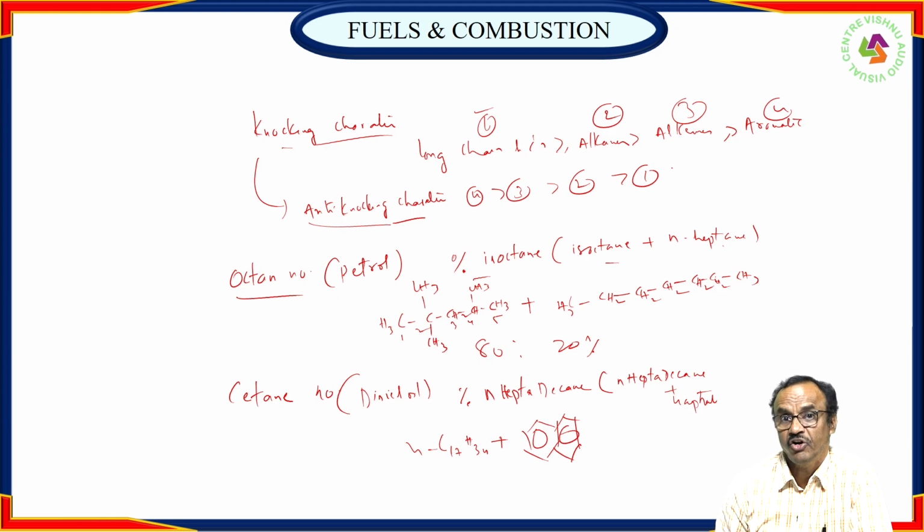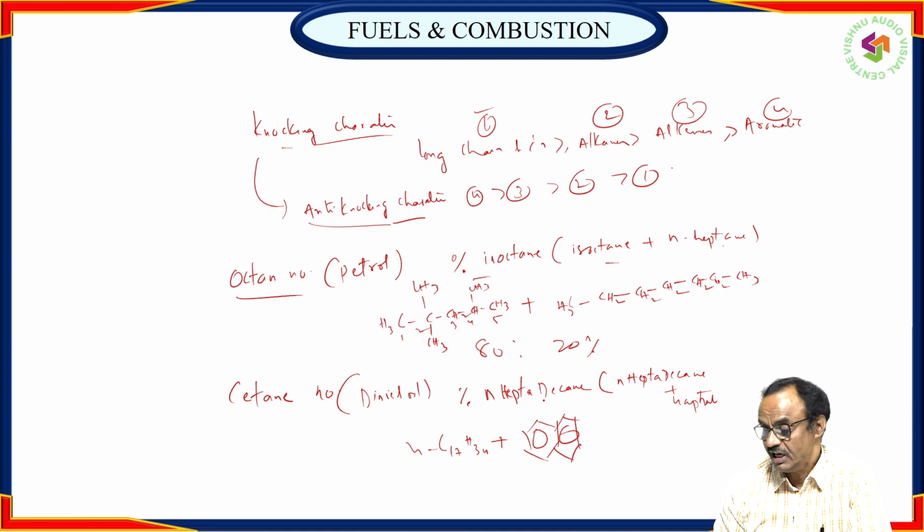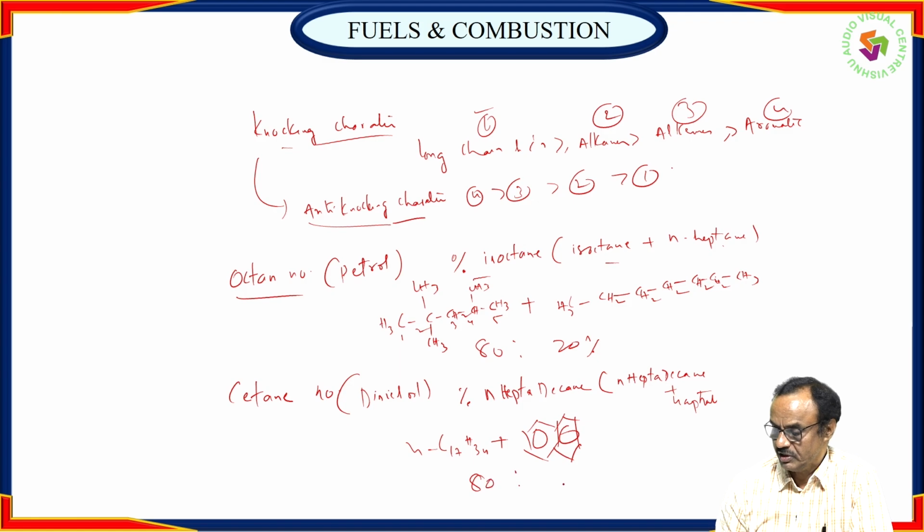are long chain hydrocarbons. So the anti-knocking character of diesel oil can be expressed in terms of its cetane number. It can be defined as the percentage of N-heptadecane or octadecane in a mixture of N-heptadecane and naphthalene or anthracene. They should be mixed in the ratio of 80:20.